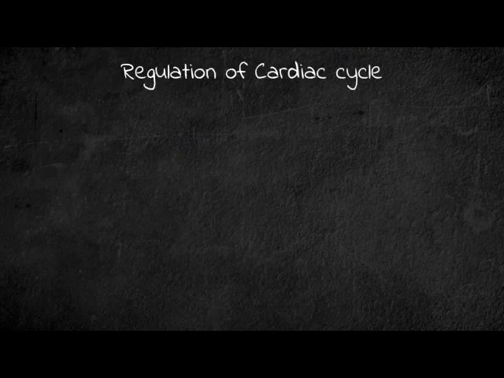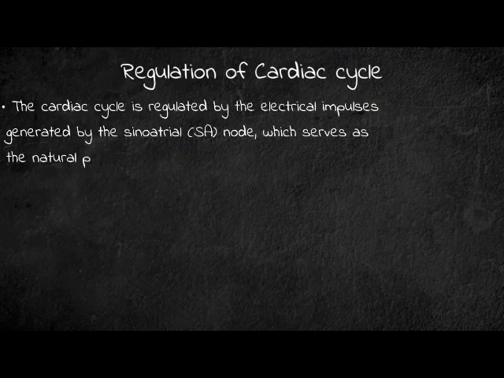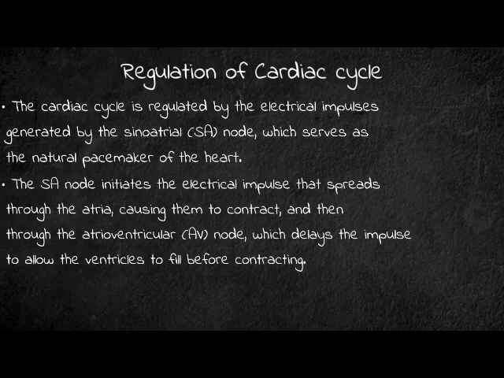Now we shall learn about the regulation of the cardiac cycle. The cardiac cycle is regulated by the electrical impulses generated by the sinoatrial node, or SA node, which serves as the natural pacemaker. The sinoatrial node produces electrical impulses of its own in the heart, and it is also called the pacemaker. The SA node initiates the electrical impulse, and it spreads through the atria, which causes the atria to contract.